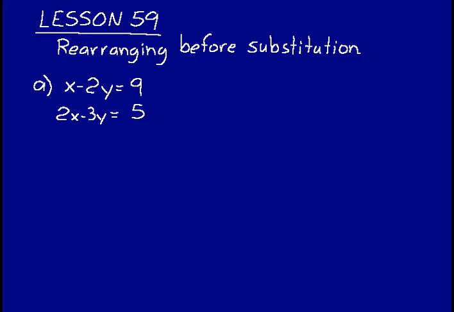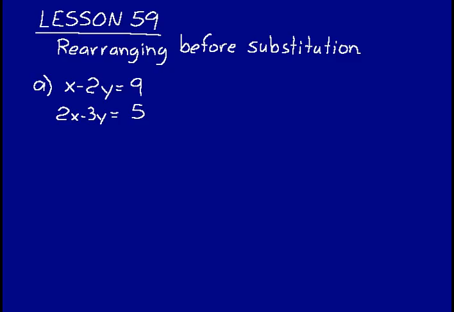The difference in this lesson and the previous one is that now we need to rearrange so that we can do our substitution appropriately. Like, look at practice problem A. We have x minus 2y equals 9 and 2x minus 3y equals 5. Well, we can't really substitute anything from the first equation into the second one yet. We need to get it in the proper form first. And we need to just pick one of those two equations to rearrange first, and then we'll substitute.